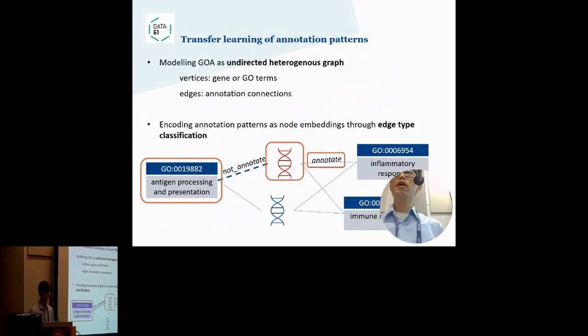So in order to encode this information, we propose transfer learning. We use transfer learning to encode the annotation patterns and integrate them into the automatic inconsistency detection. We model existing annotation as an undirected heterogeneous graph. The terminology heterogeneous is because the nodes that we're modeling are of different types, which are genes and GO terms. And we design a graph neural network model with the objective of edge type classification to encode the annotation patterns as node embeddings, predicting whether the edge is annotated or not annotated between the nodes.